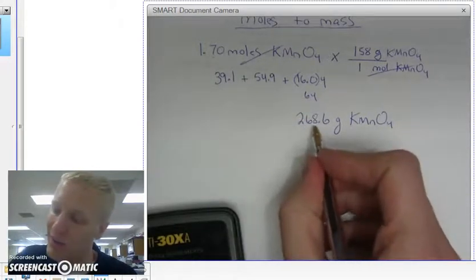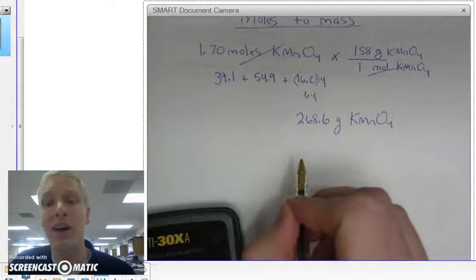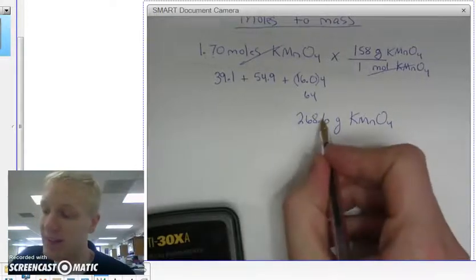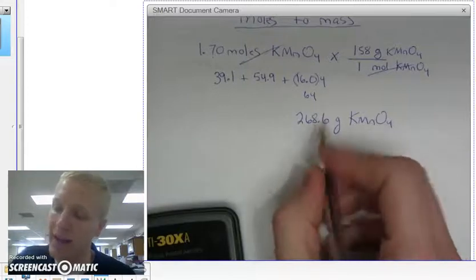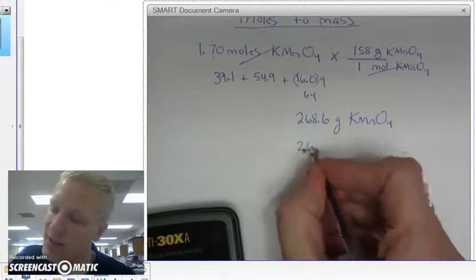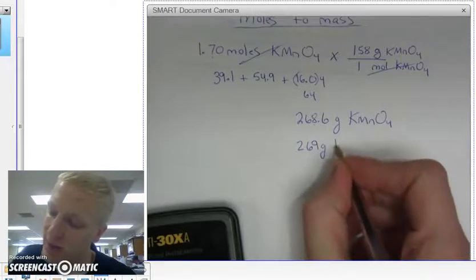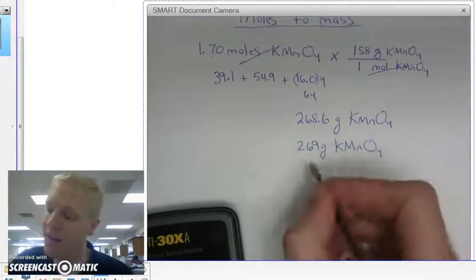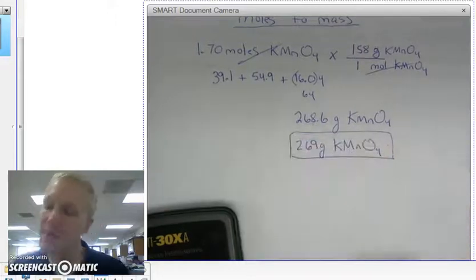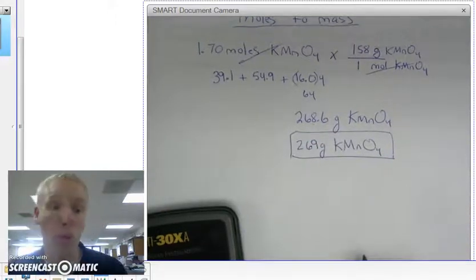Right here I've got 1, 2, 3, 4 digits. I'm going to have to round it so that I only have 3. That's a 6, and 5 or higher, round up. It's going to make that 8 a 9. So technically I got 269 grams of KMnO4. And that is my answer, and that is how I convert moles to grams.